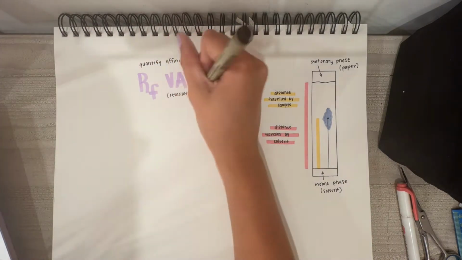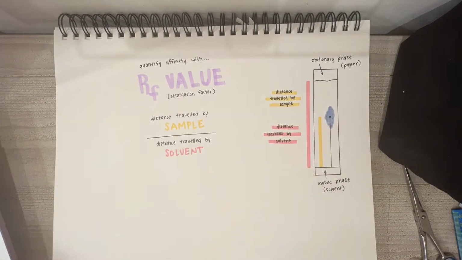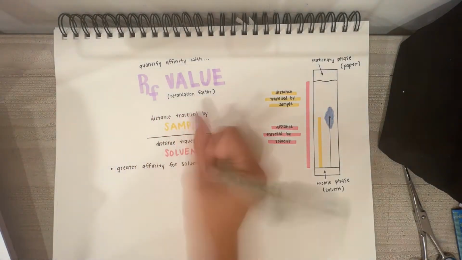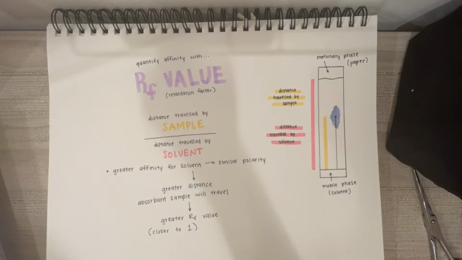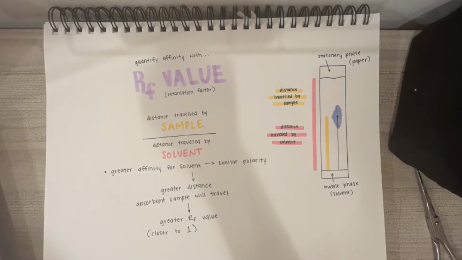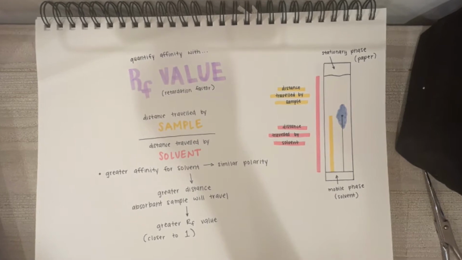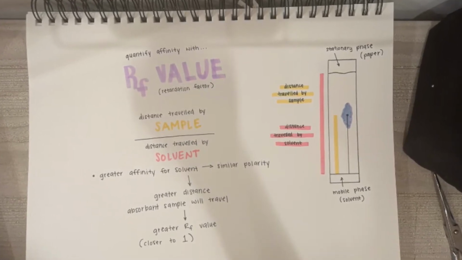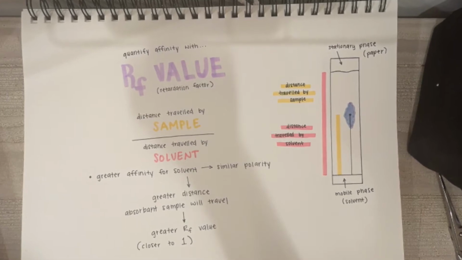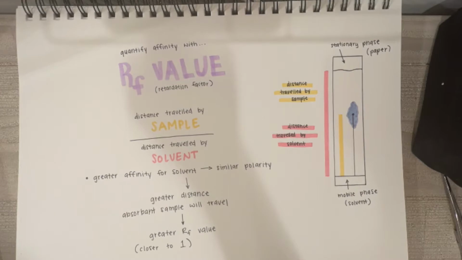In order to quantify affinity with the solvent, you have to find the RF value. The RF value is the distance traveled by the sample divided by the distance traveled by the solvent. The greater affinity that the absorbent has with the solvent, the more similar their polarities. This also means that the absorbent will travel a greater distance along the strip. If the distance traveled by the sample is closer to the distance traveled by the solvent, the calculated RF value will be closer to 1, which indicates that the absorbent has stronger intermolecular forces.